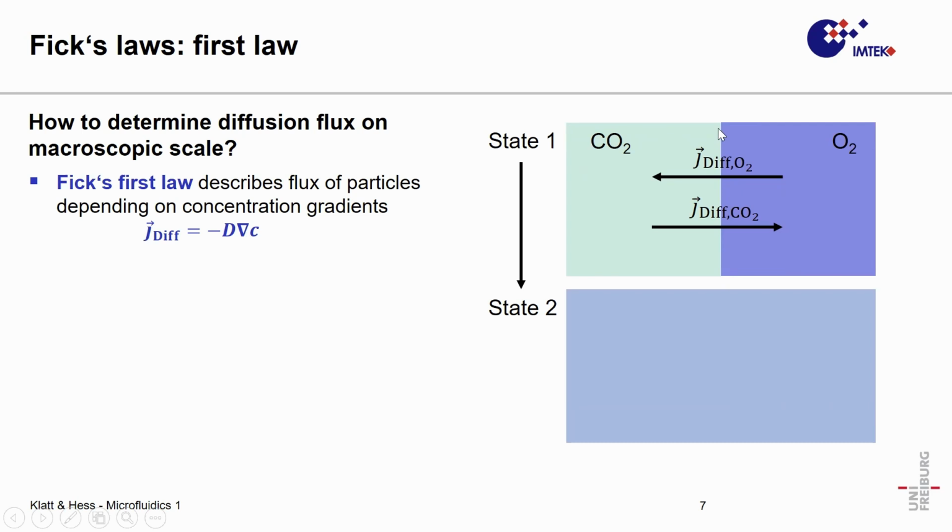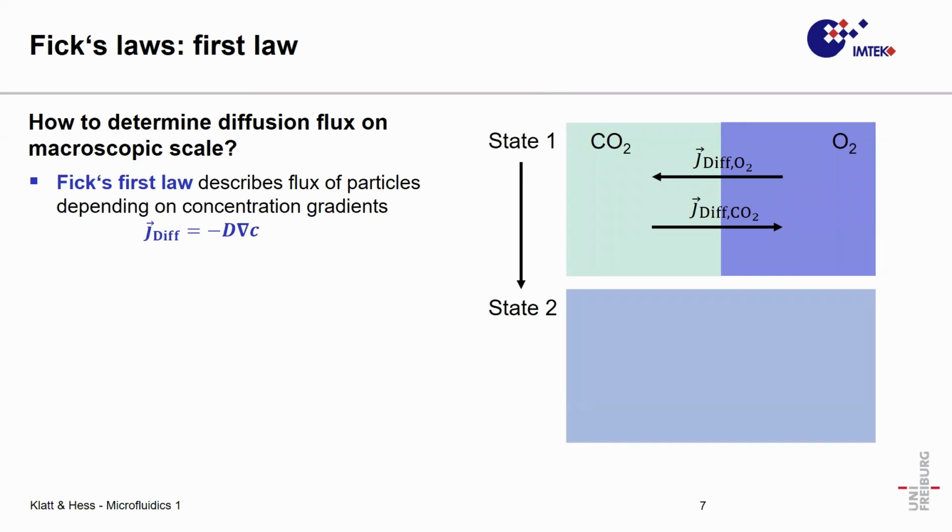At the start, we have a 0 concentration of O2 on the left-hand side, and we have a 100% concentration of O2 on the right-hand side. And the driving force for the diffusive flux is now the concentration difference from 100% to 0%. And obviously, the closer the concentrations are to each other, so the smaller the difference, the slower the diffusive flux gets.